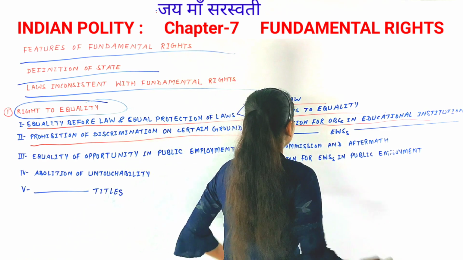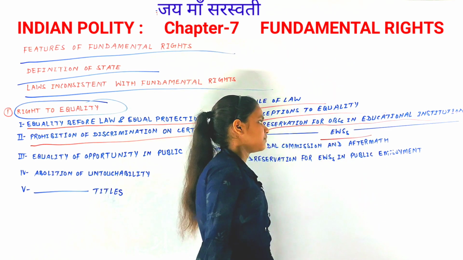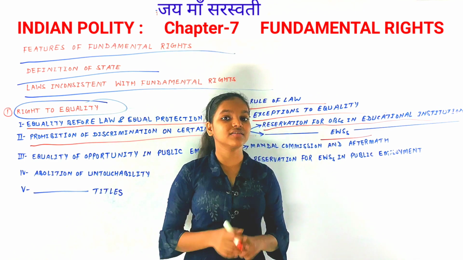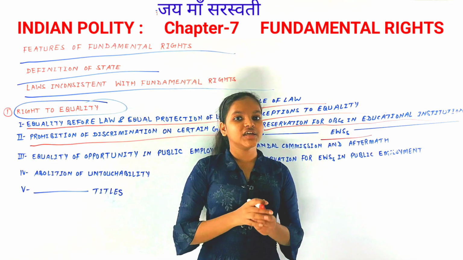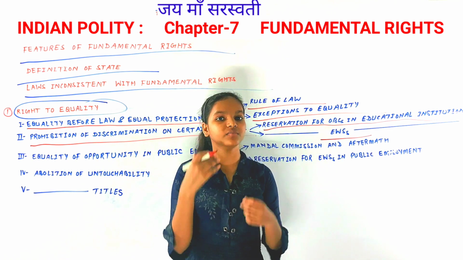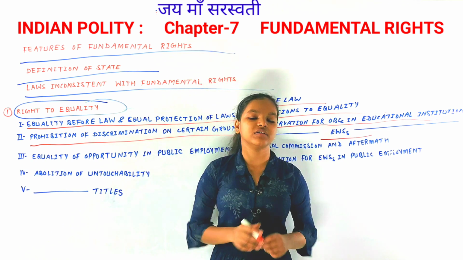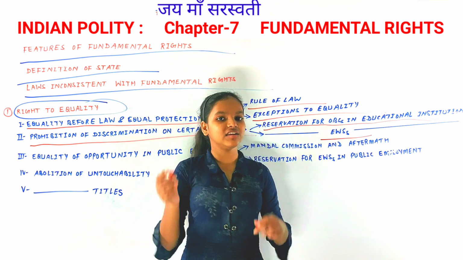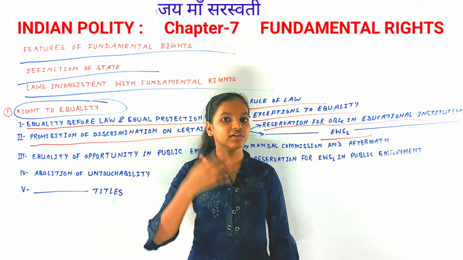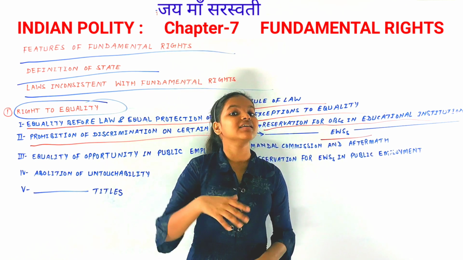So next is reservation for EWS in educational institutions. Reservation of economically weaker sections in educational institutions. This provision was enacted by the 103rd Amendment Act of 2019, and after that the EWS got reservation in all educational institutions, including all private ones except minority institutions, up to 10%.